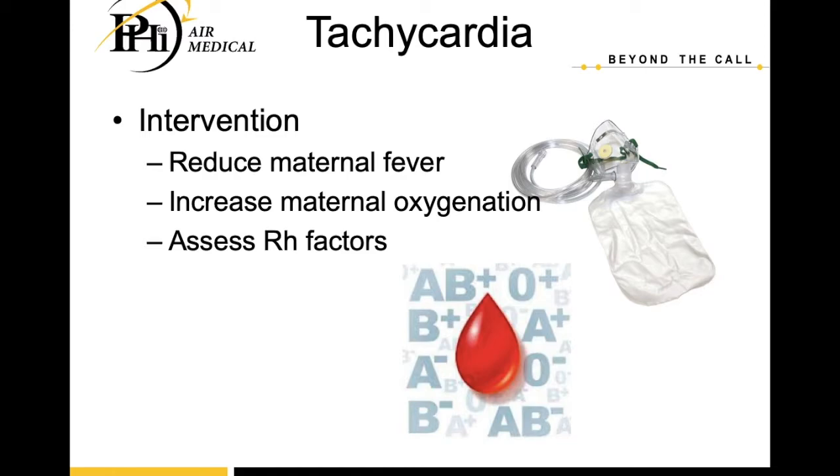So what is going to be our intervention for fetal tachycardia? Well, first things first, we need to reverse any of those reversible causes. So does mom have hypoxia? Is she only satting in the 80s? Does mom have a high fever? We need to reduce the fever with antipyretics or maybe even some cool packs. If mom has some sort of oxygenation issue, we need to place her on high flow O2. And then we also need to assure that there's no issues with her RH factors, that there's no RH isoimmunization going on.